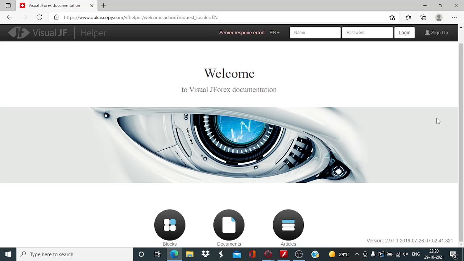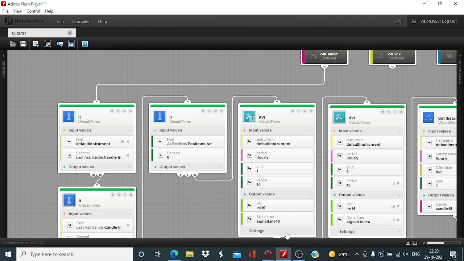Myself, Vaibhav. In today's session of Visual JForex, we will be working with the indicator named RVI, which stands for the Relative Vigor Index. This is the second session, and in today's session, I will be explaining to you the execution part of the algorithm for the buy side, for the buy trade. So let us now head to the Visual JForex board, which has been developed by the Dukascopy Bank SA.